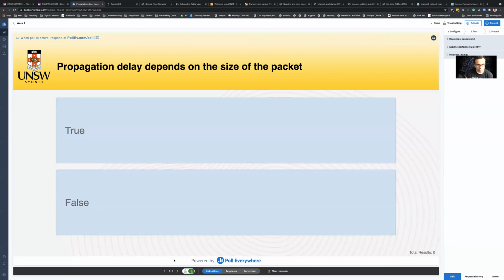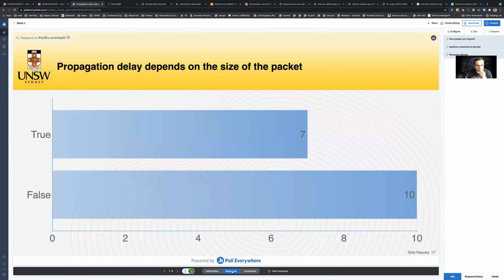throughput. So how about you answer this question for me as I activate it? Let's see where you're at.